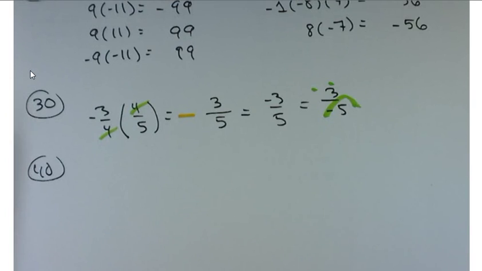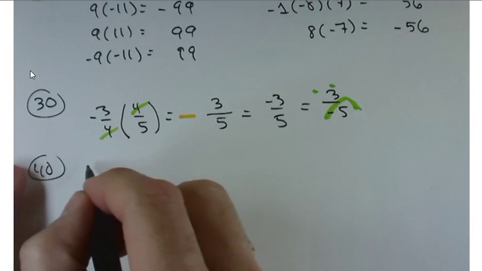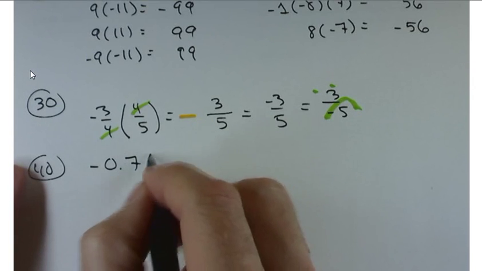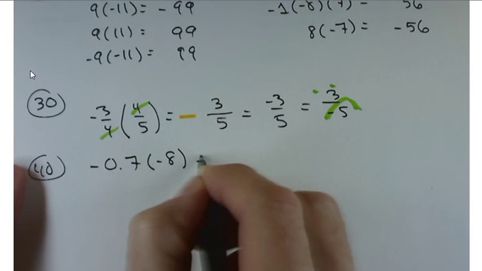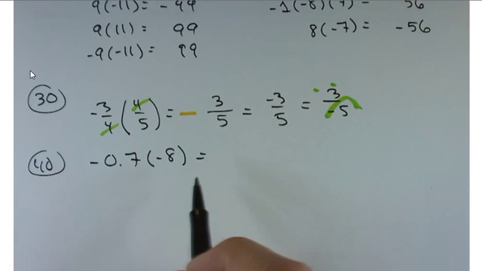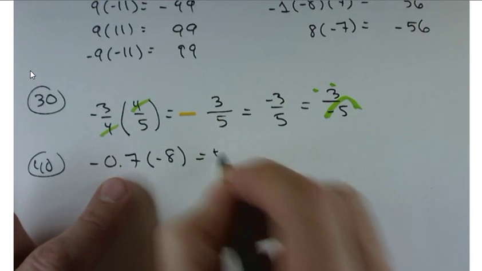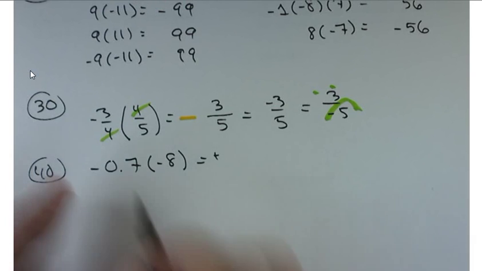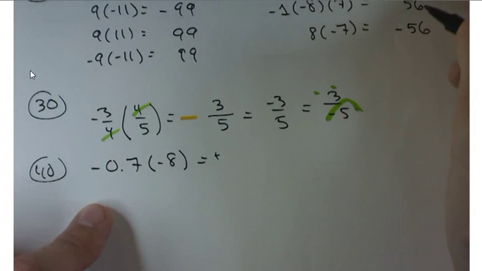Let's try number 40. Negative 0.7 times negative 8. All right. Well, a couple things. What's the sign going to be? Positive. Good. Sign's going to be positive. You don't have to write a positive out in front. I'd probably prefer not to see it. 7 times 8, we've already done that one. That's 56.